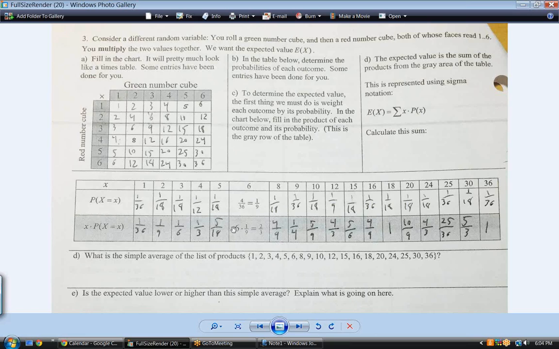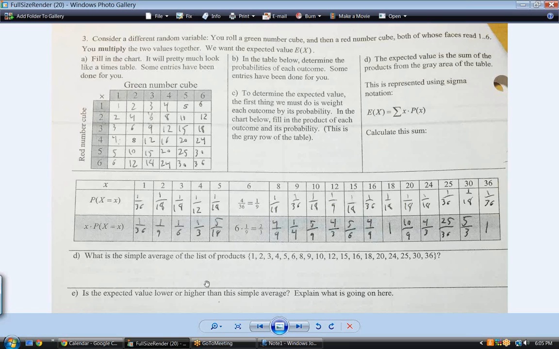Oh, and the bottom line is the product times the white line, right? Yes. In other words, 2 times that number gives you this number. 6 times this number gives you this number. 5 times that number gives you this number. Okay. All right.